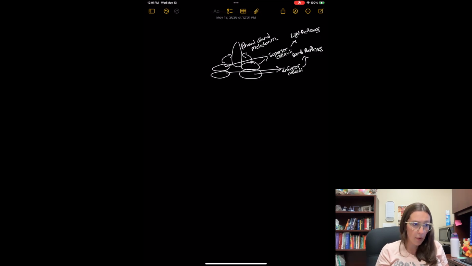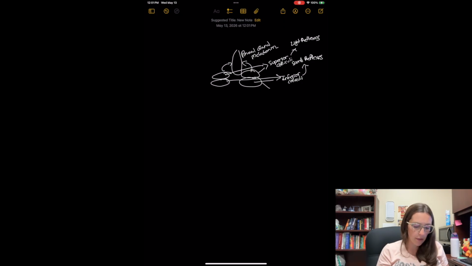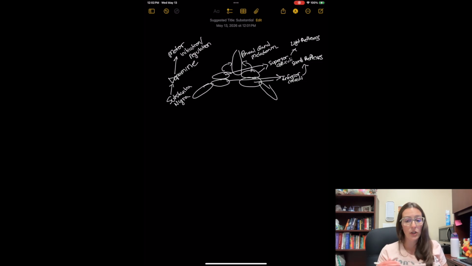Now, sitting down below it, we have, kind of over here, what's called the substantia nigra. Substantia nigra is a black substance from all of its dopamine production. And that dopamine plays a very large role in motor initiation and regulation in other parts of the brain. So the substantia nigra is actually going to talk to different aspects of the cerebrum to regulate motor. So the substantia nigra is going to play a large role in that.